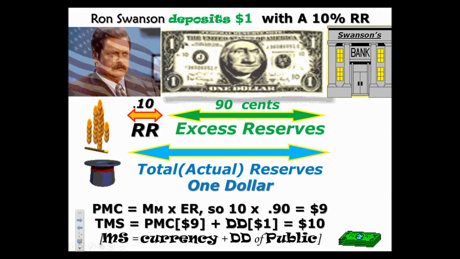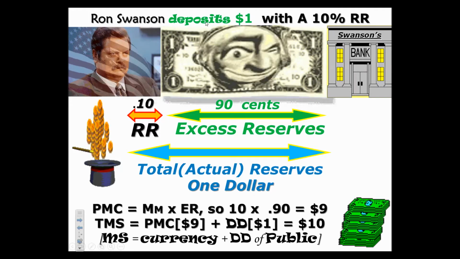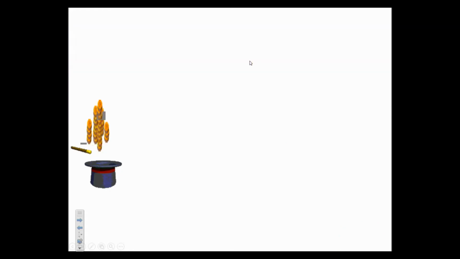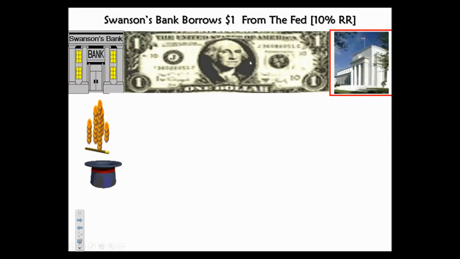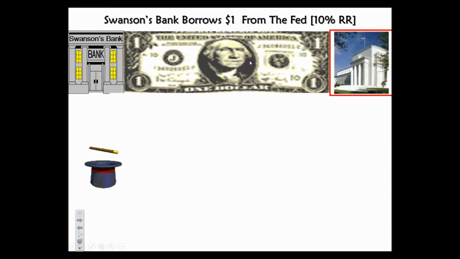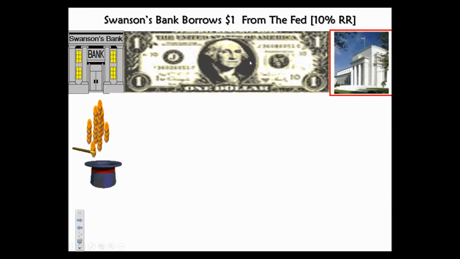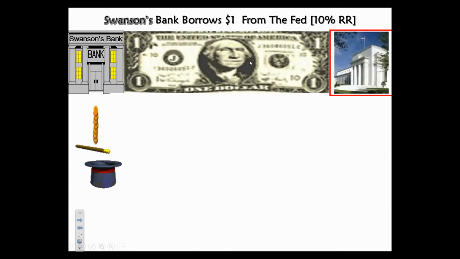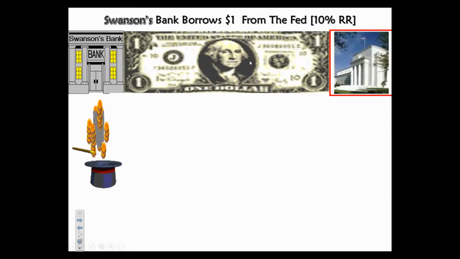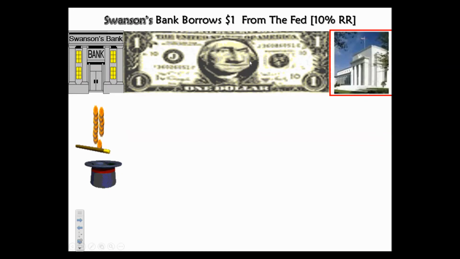Now, this is when Ron Swanson deposits $1 in his bank. His bank can get dollars from other sources. The Federal Reserve is the lender of last resort for banks. So the Federal Reserve could loan Ron Swanson's bank $1.